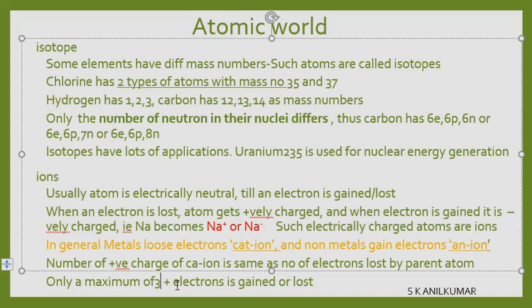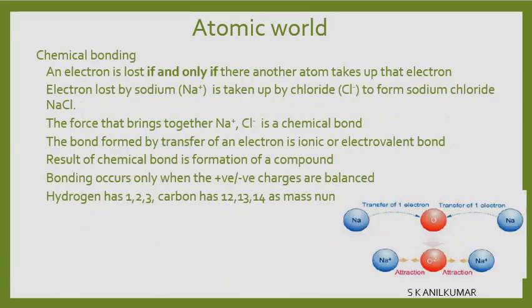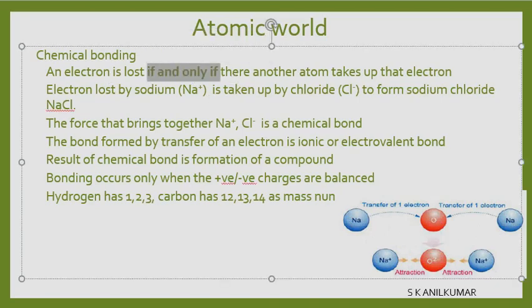I think only 3 electrons you can lose or gain, right? Then there is chemical bonding. This is how bonds are formed because of attraction between the different atoms in an element or compound. An electron is lost if and only if there is another atom that can take it up, or else the electron cannot be lost. Likewise, it will be gained only if there is another atom willing to give up the electron.